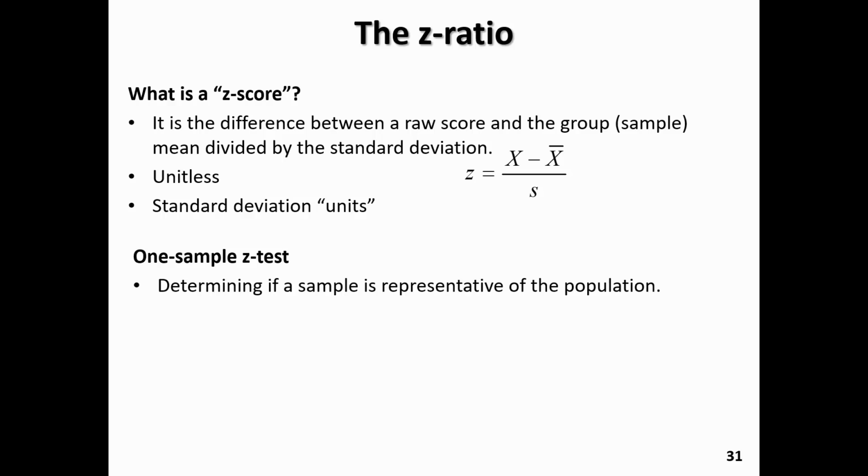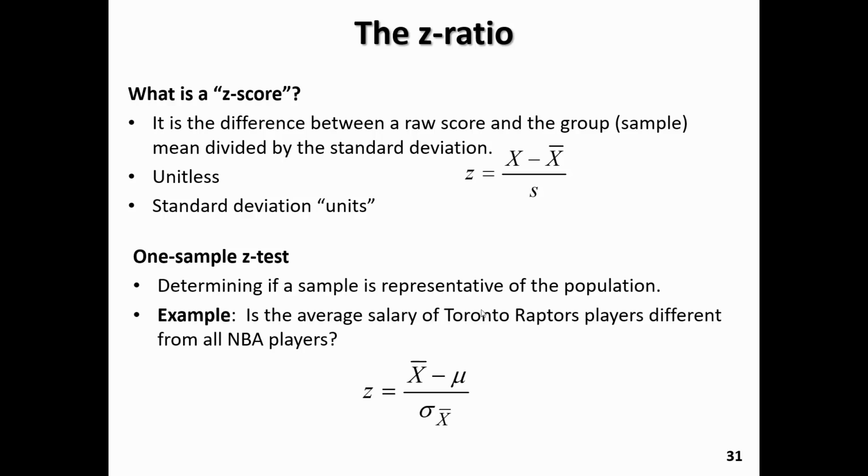Now, the one sample z-test is a statistical test of inferential statistics. What we're trying to do here is take our sample and extend it to the population from which the sample was obtained. The one sample z-test is carried out if we want to determine if a sample is representative of the population. We're going to do our first example from the previous slide: whether the average salary of the Toronto Raptors in the NBA is different from the entire population of NBA players.